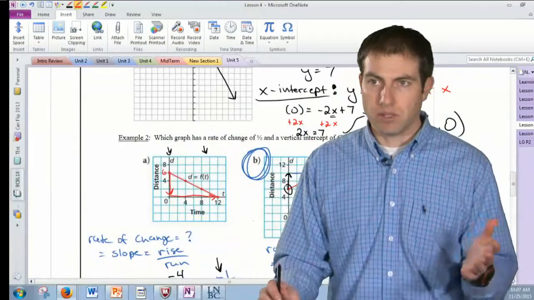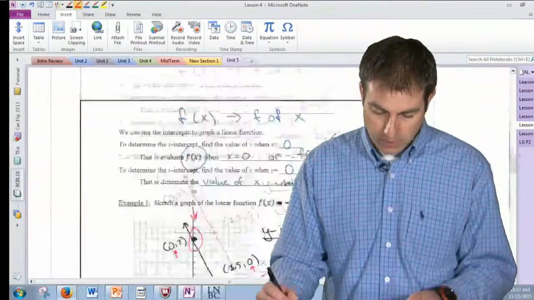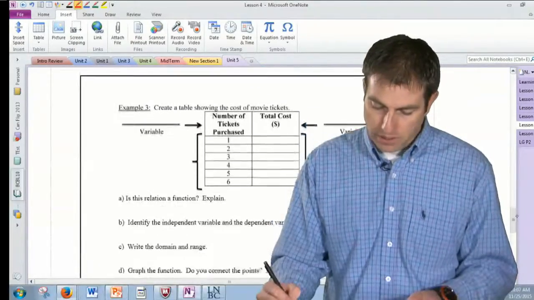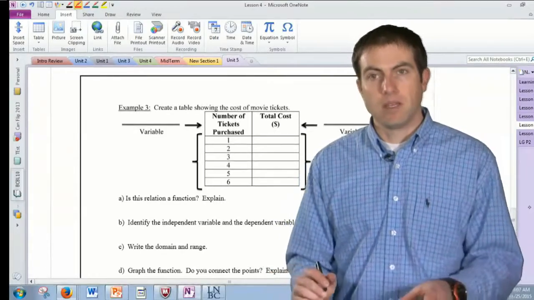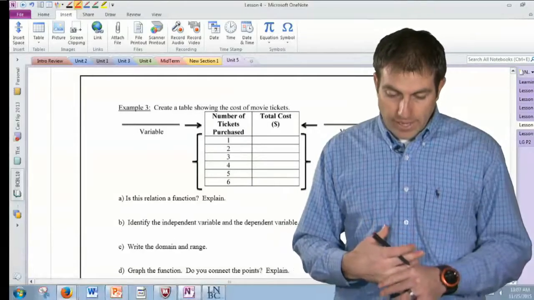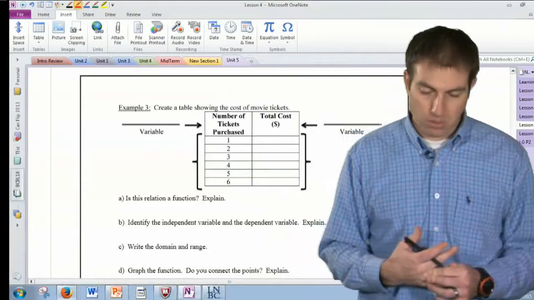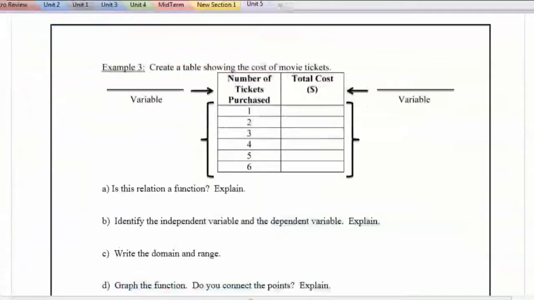Here I thought I was done, but there's one more example. So this was actually from a different section that I tagged on to the end here because we didn't do it in the other section. All right, so we're asked to plot a graph, and we need to identify a few things before we get started, and then we have a chart down at the bottom. So create a table showing the cost of movie tickets, and we want to plot this. So we need to identify the dependent and independent variable. That's what these blanks up at the top are trying to ask.